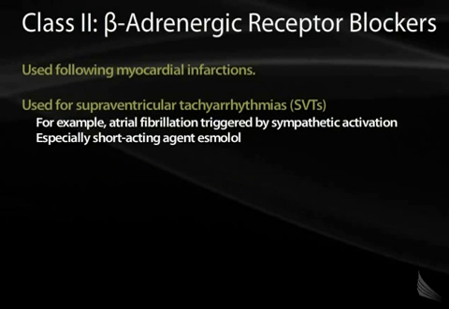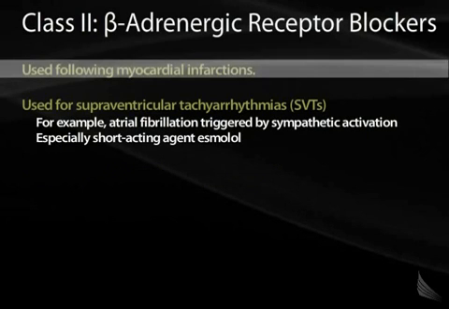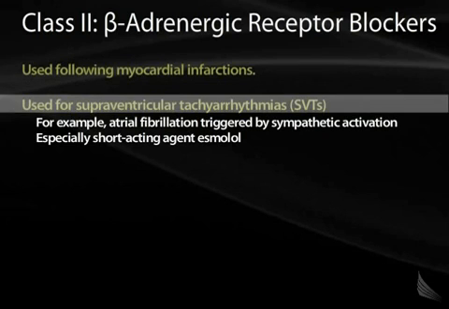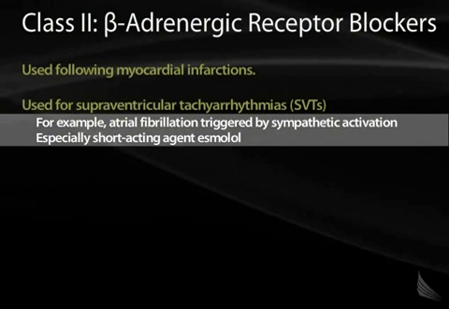Class 2 antiarrhythmics are beta blockers. These are commonly used following myocardial infarctions to prevent VTAC and VFib. These are also used for supraventricular tachyarrhythmias, such as atrial fibrillation. Esmolol is the classic beta blocker that is given for arrhythmias because it's able to be titrated quickly on and quickly off in an intravenous form. It has a very short half-life.